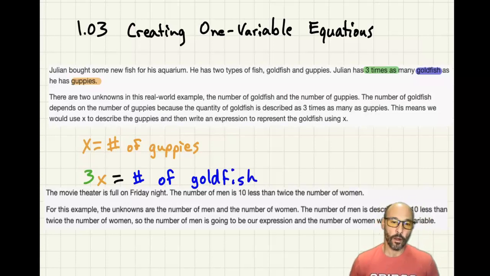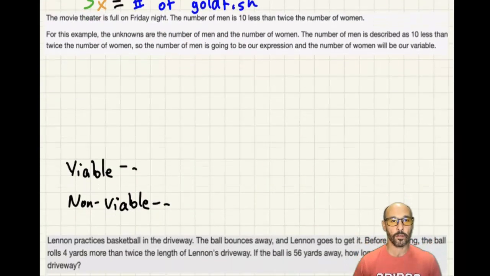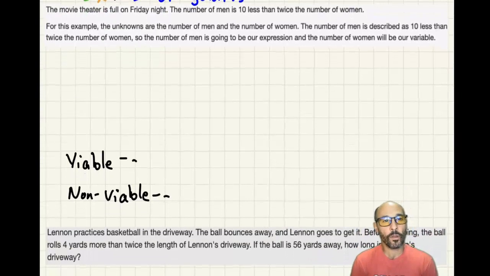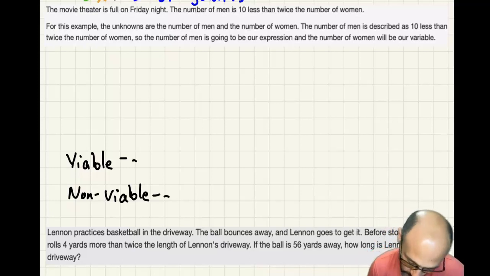So there are 2 unknowns, and that often happens in these kinds of problems. Here's another one. The movie theater is full on Friday night. The number of men is 10 less than twice the number of women. So we have 2 unknowns again, the number of men and the number of women. The number of men is described as 10 less than twice the number of women. So first, let's just start off by saying that x is the number of women. So x equals the number of women.